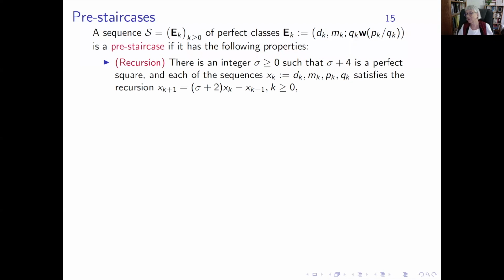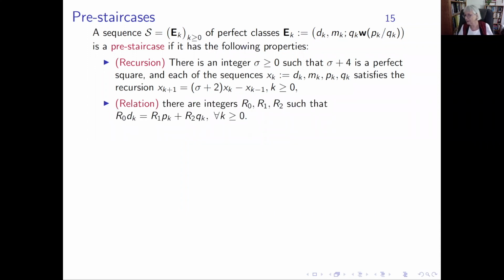Well, it's got to be recursive. So we've got these numbers, dk, mk, pk, and qk. They're integer sequences, and they're meant to all satisfy the same recursion, which for various reasons, sigma is such that sigma plus 4 is a perfect square, and sigma plus 2 is what happens in the recursion. And then the new thing here is that D and P and Q are related by a homogeneous linear equation.